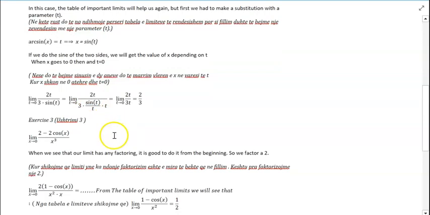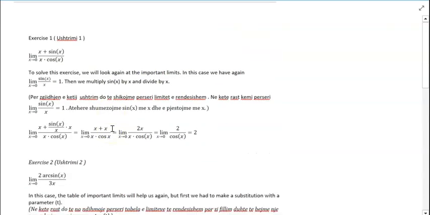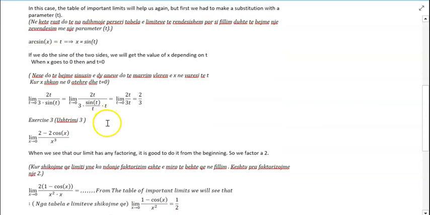Now, put those values in the limit, and we end up with the limit when t goes to 0 of 2t over 3 times sine of t. We'll do the same thing as we did in the previous example, to divide and multiply by t the sine term. And we have the limit when t goes to 0 of 2t over 3 times sine of t over t times t. And that is equal to the limit when t goes to 0 of 2t over 3t. T cancels out and is equal to 2 over 3.